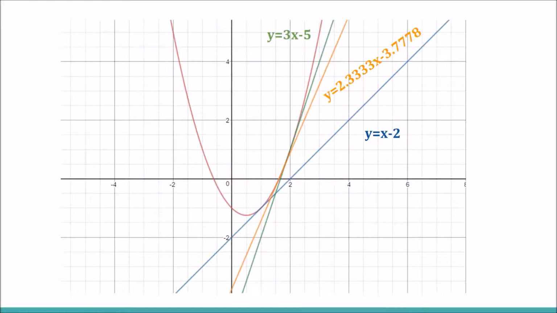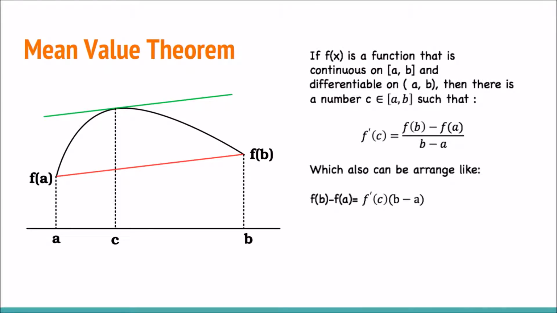Our next topic is the mean value theorem. For a function f of x that is continuous and differentiable between a and b, there is a number c between a and b such that when we take the function at b subtracted by the function at a and divide by b minus a, it gives us f prime of c, which can also be arranged as f of b minus f of a equals f prime of c multiplied by b minus a.